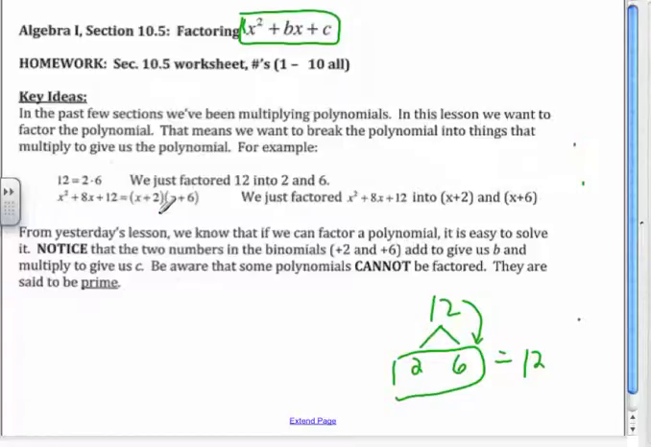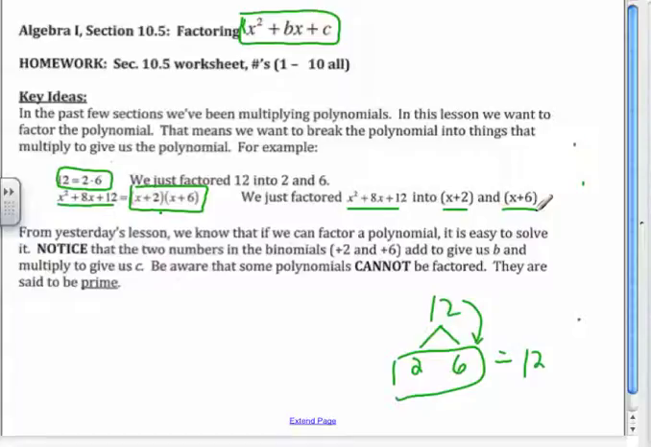So anyway, key ideas, it says in the past few sections we've been multiplying polynomials. In this lesson we want to factor it. All right, we're breaking it apart. That means we want to break the polynomial into things that multiply to give us the polynomial. For example, 12 equals 2 times 6. We just factor 12 into 2 and 6. X squared plus 8x plus 12 equals (x plus 2) times (x plus 6). Now we just factored this quadratic into two parts, x plus 2 and x plus 6.